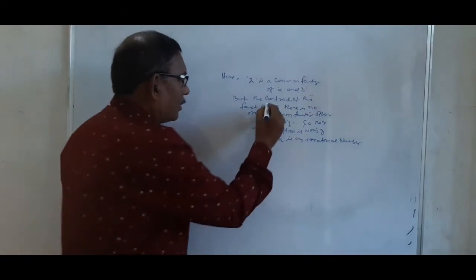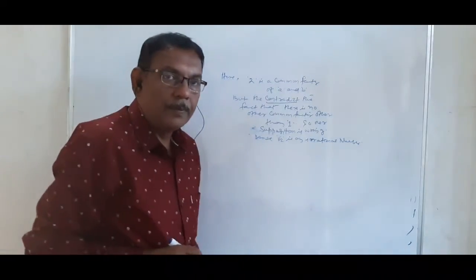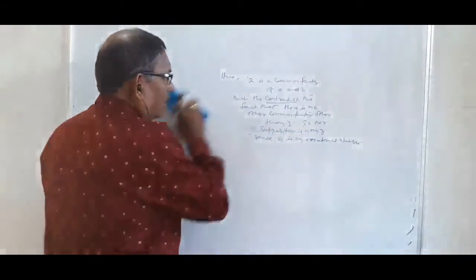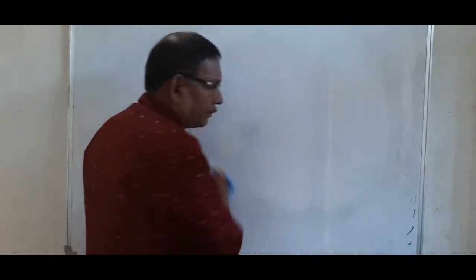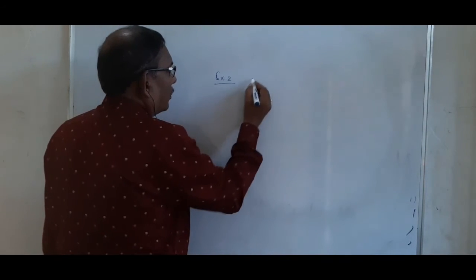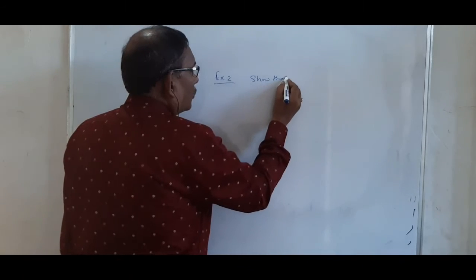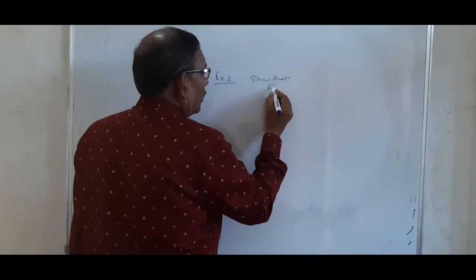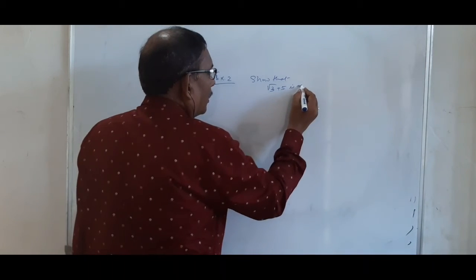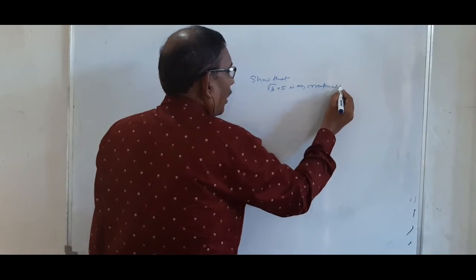In this way, you can prove root 3, root 5, root 7 are irrational numbers. Take another example: prove that 5 plus root 3 is an irrational number. Okay.